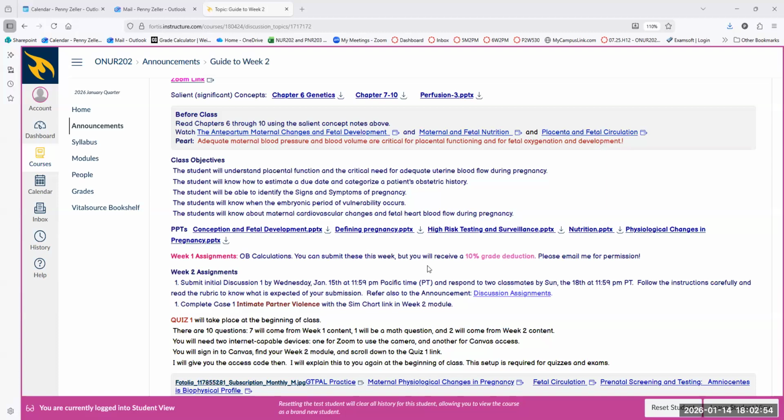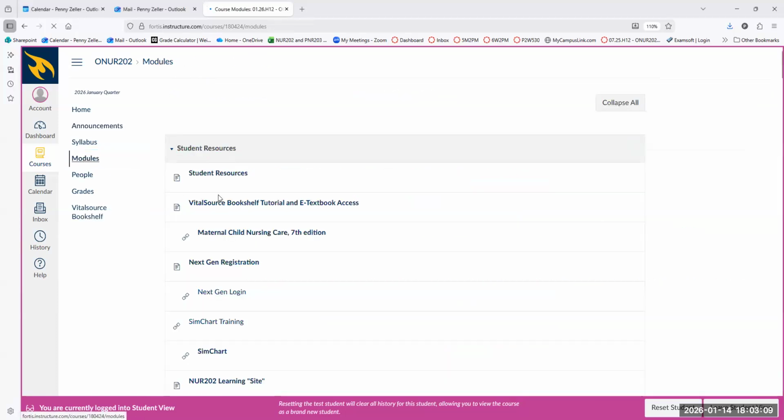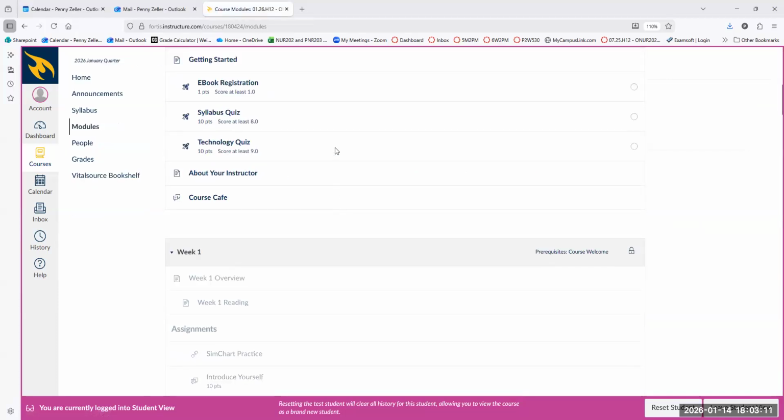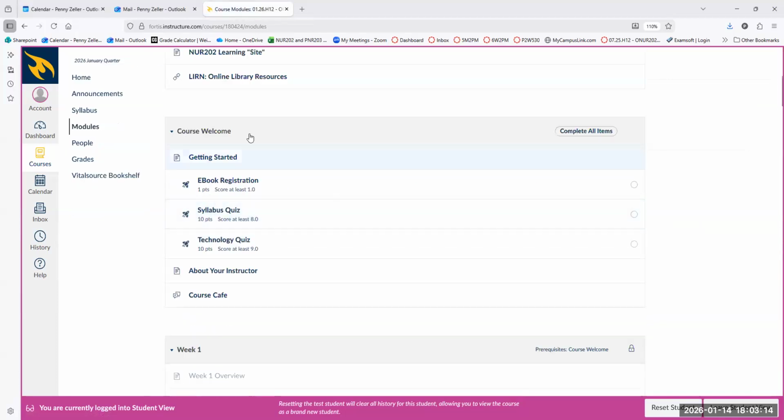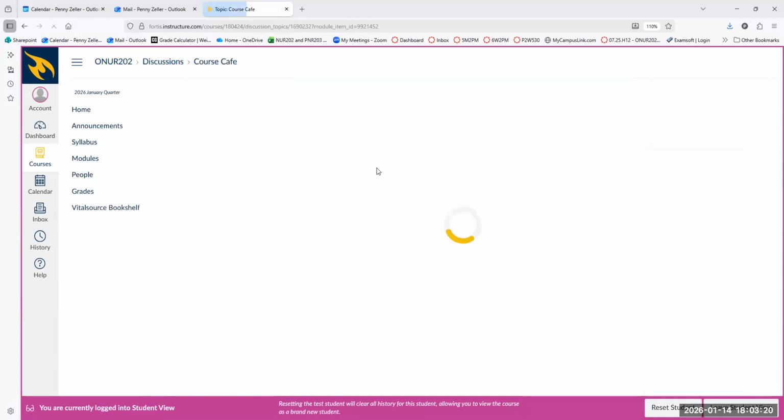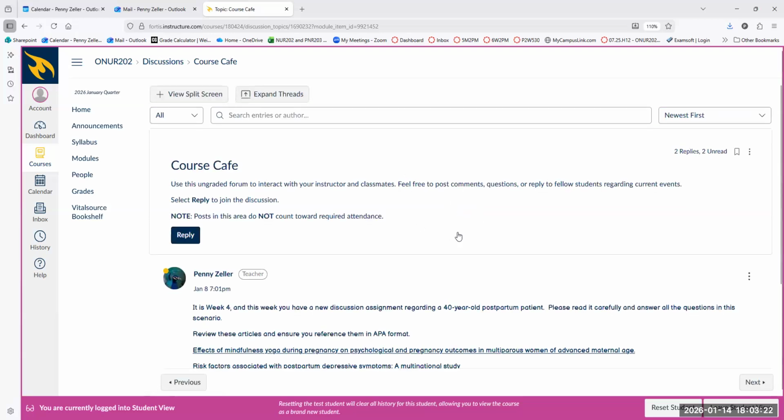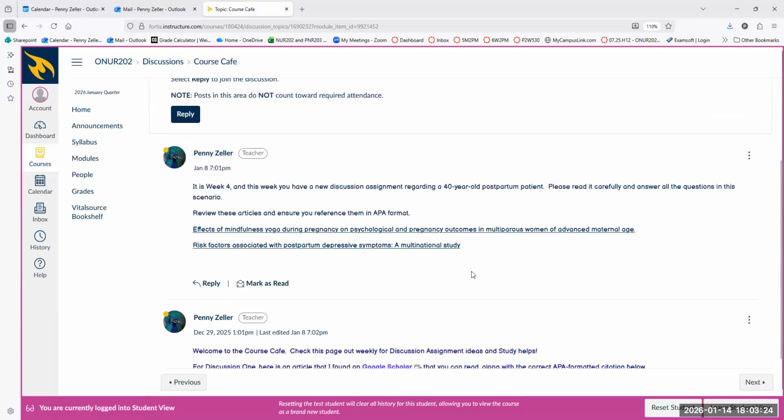So this week you have a discussion, your very first discussion question. Now, in the course cafe, which is in the student modules, let me pop over there. And the modules. If you go down to course welcome module before you get into the weeks, at the bottom is the course cafe.